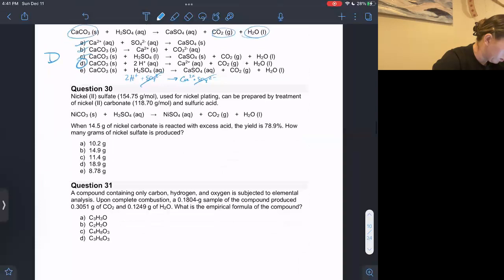Okay, nickel 2 sulfate, NiSO4, used for nickel plating, can be prepared by treatment of nickel 2 carbonate in sulfuric acid, given below. Okay. When 14.5 grams of nickel carbonate is reacted with excess acid, the yield is 78.9%. How many grams of nickel sulfate is produced?